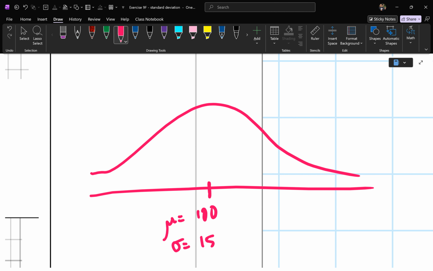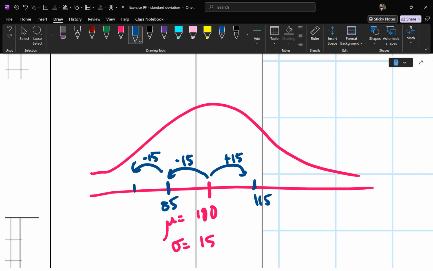What that means is that every width of 15 that you move to the right of the mean, so if I move 100 plus 15, that gives me 115, or 100, which is the mean, minus 15 gives me 85. That's one standard deviation, because I moved 1 to the left and 1 to the right. Then if I go 2 to the left and 2 to the right, that means 2 groups of 15. I'm essentially doing 100 take away 30, take another 15, which brings me to 70, and that's how I got 70 to 130.